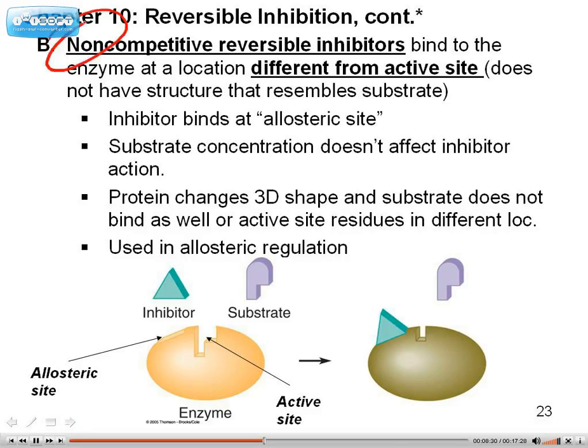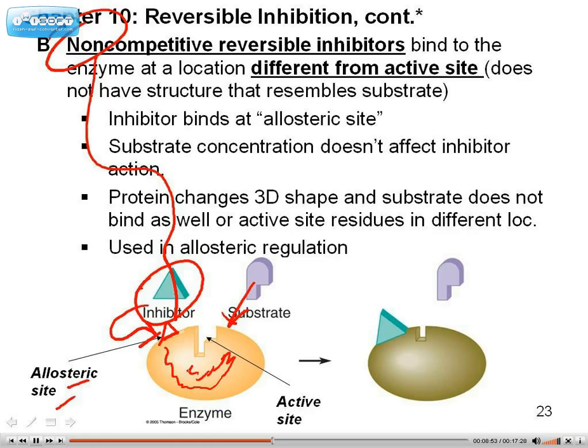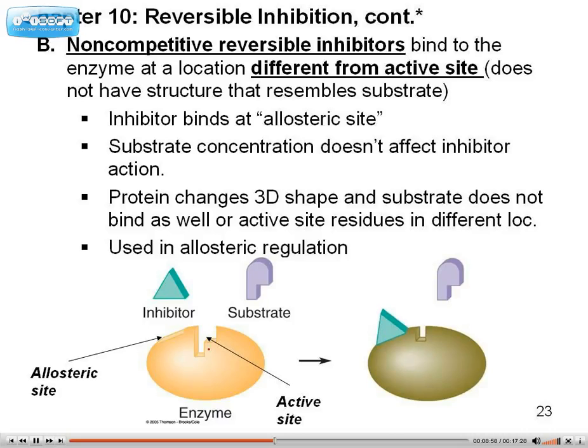This is a non-competitive inhibitor because they're not competing for the same place. The substrate still has full access to the active site. The inhibitor has its own special pocket, and when it bonds onto the allosteric site, basically what happens is it causes all of the side chain intermolecular forces to shift slightly, which disrupts the active site. However, the minute the non-competitive inhibitor leaves, then all of the temporary changes are undone, and then you have a fully functional active site again.